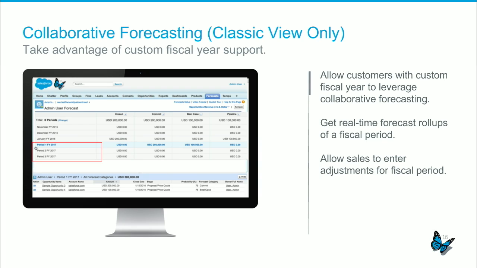And collaborative forecasting. So this is something that is not available in Lightning Experience, but is available in our Classic. And if you're using custom fiscal years, you have support for that now. So you can use custom fiscal years, you can leverage collaborative forecasting. It's going to get you those real-time forecast roll-ups of a fiscal period. And the nice thing is your sales reps can actually go in and they can enter the adjustments for the fiscal period. So it's really interactive, a great feature available in Classic.